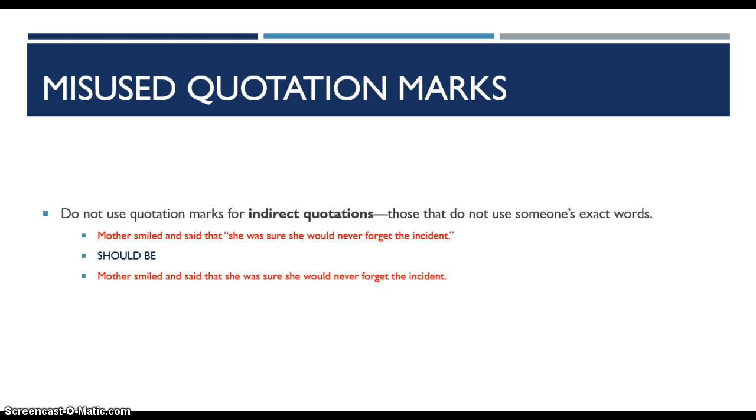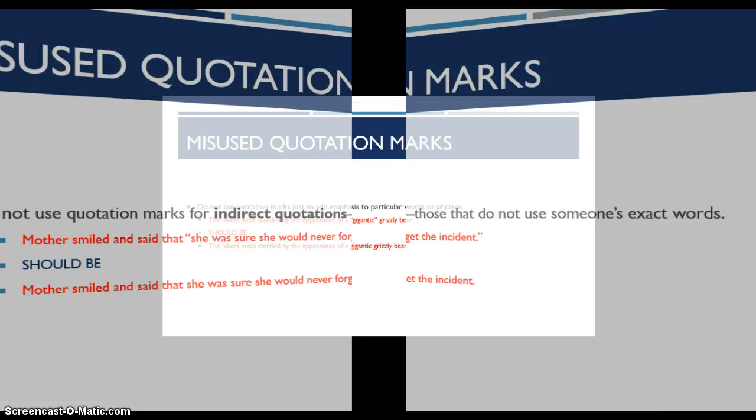A lot of people misuse quotation marks. For example, you don't use quotation marks for indirect quotations. Indirect quotations are something that does not use someone's exact words. So some people might write, "Mother smiled and said that she, quote, she was sure she would never forget the incident," end quote. It should be, Mother smiled and said that she was sure she would never forget the incident. We're not quoting Mother, we're only reporting that she said something.